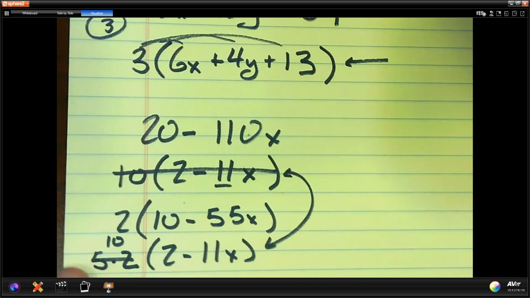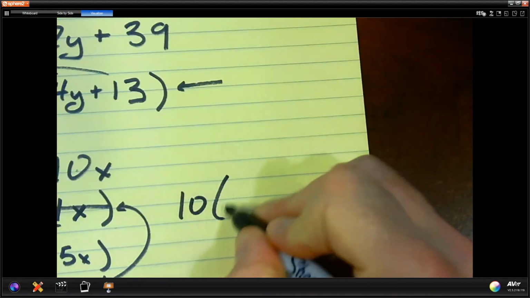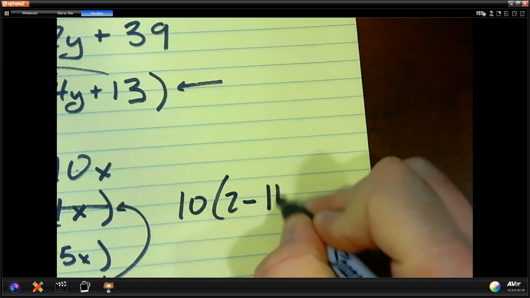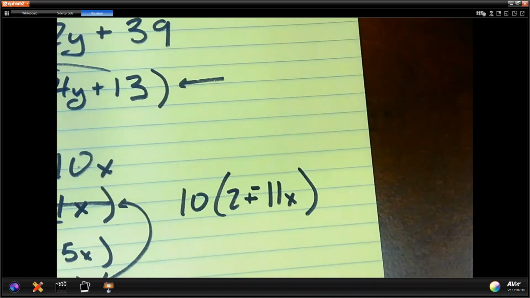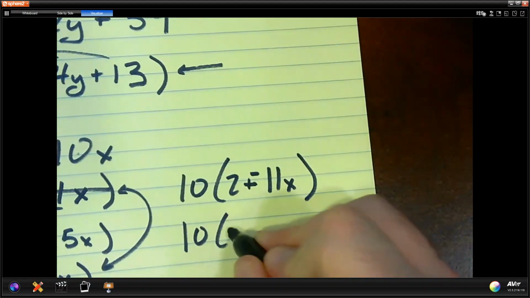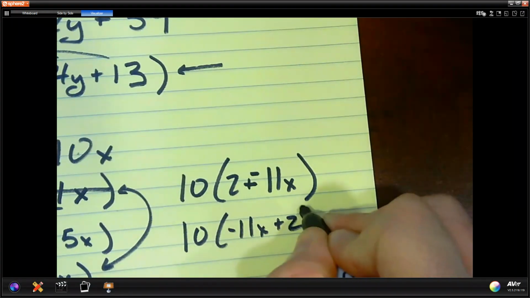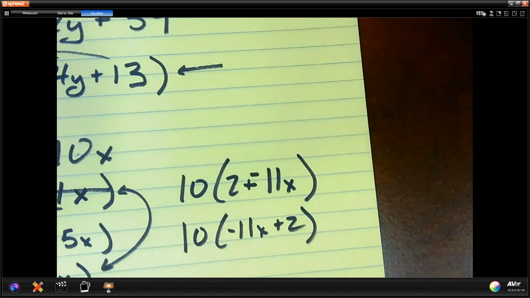This is your solution. You also could have gone plus a negative, and that's okay. You could also write it as negative 11x plus 2. Your commutative property of addition tells you that that doesn't make any difference.